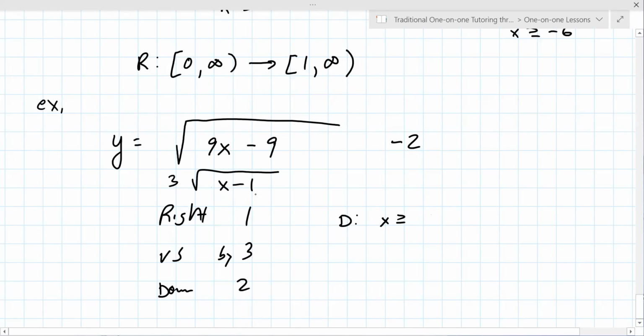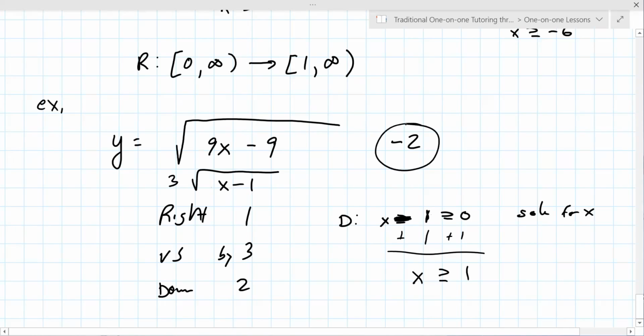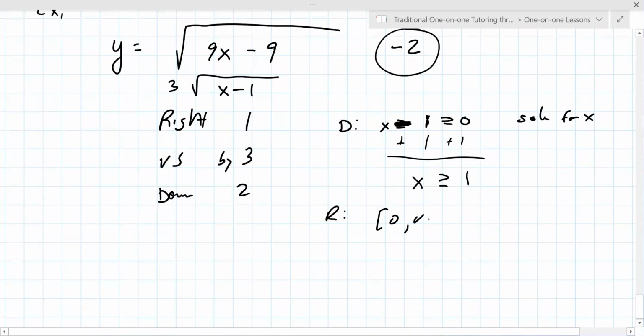You have to set this greater than or equal to 0, x minus 1 greater than or equal to 0, and then you solve for x. So you just add that 1 to both sides. It would be x is greater than or equal to 1. Exactly. Now this down 2 affects the range. So the range, like it normally is 0 to infinity. This down 2 means both of these numbers go down 2. So it's -2 to infinity.